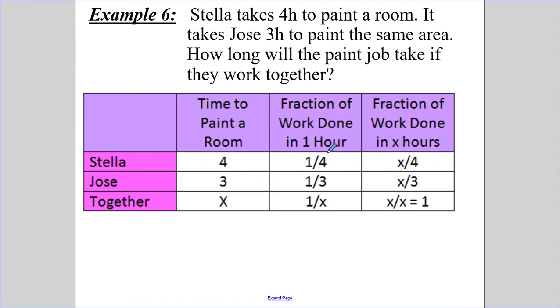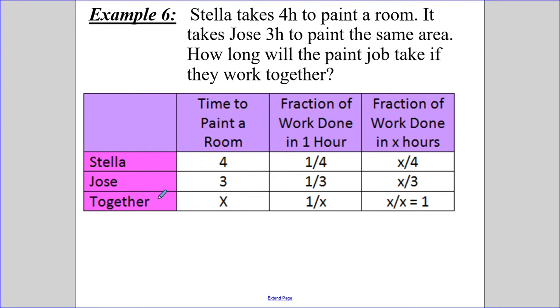to finish. So, for instance, for Stella, it takes her 4 hours to paint a room, so that means that she can get 1/4 of the work done in 1 hour. The fraction of the work that gets done then in X hours would just be X over 4. If it was 2 hours or 3 hours, it just keeps changing the number on the top. So, the fraction of the work done in an undetermined amount of hours is X over 4.